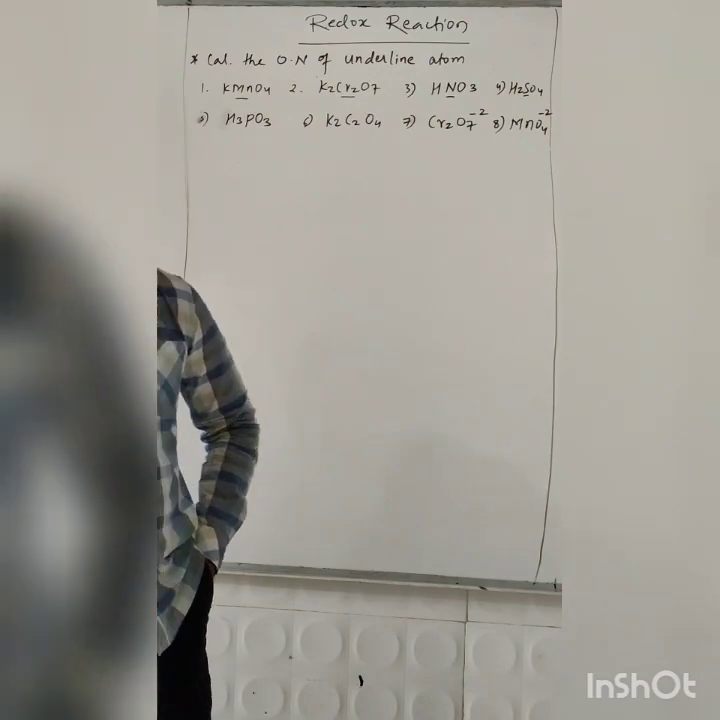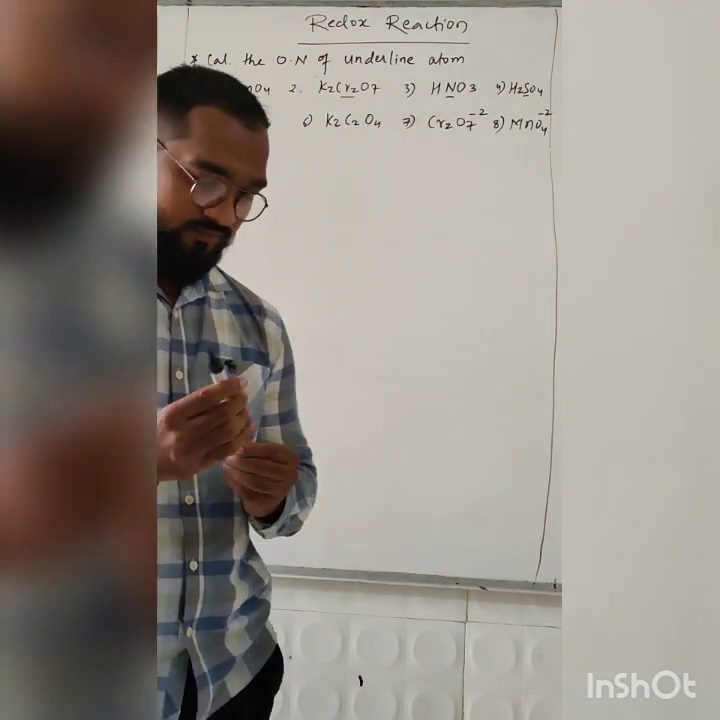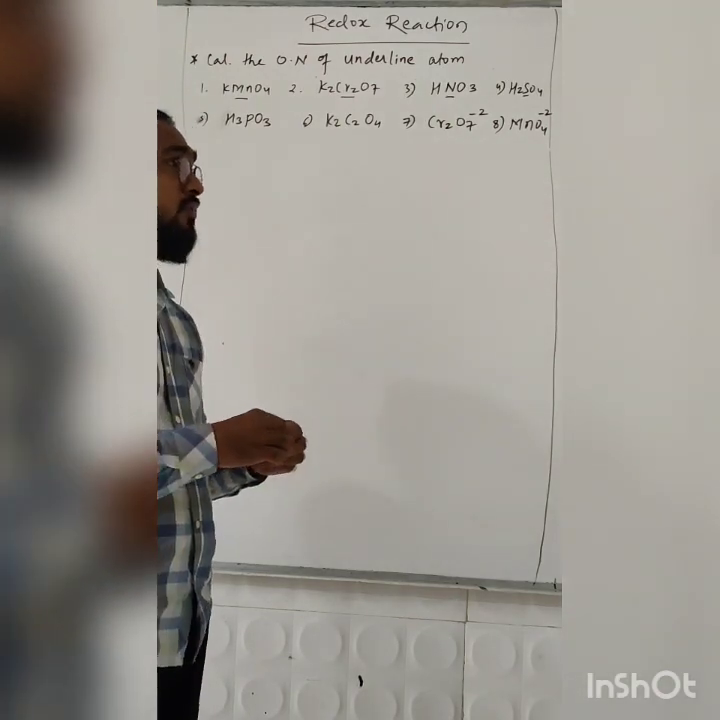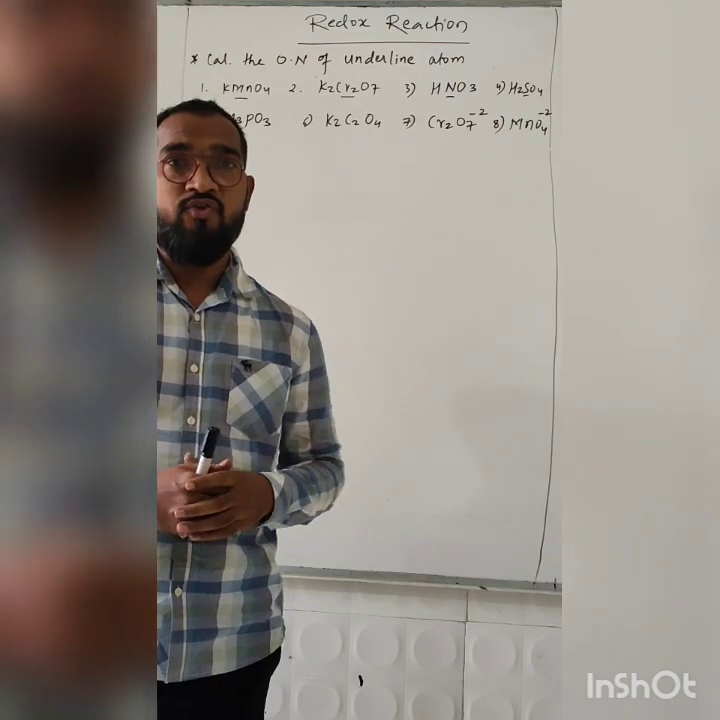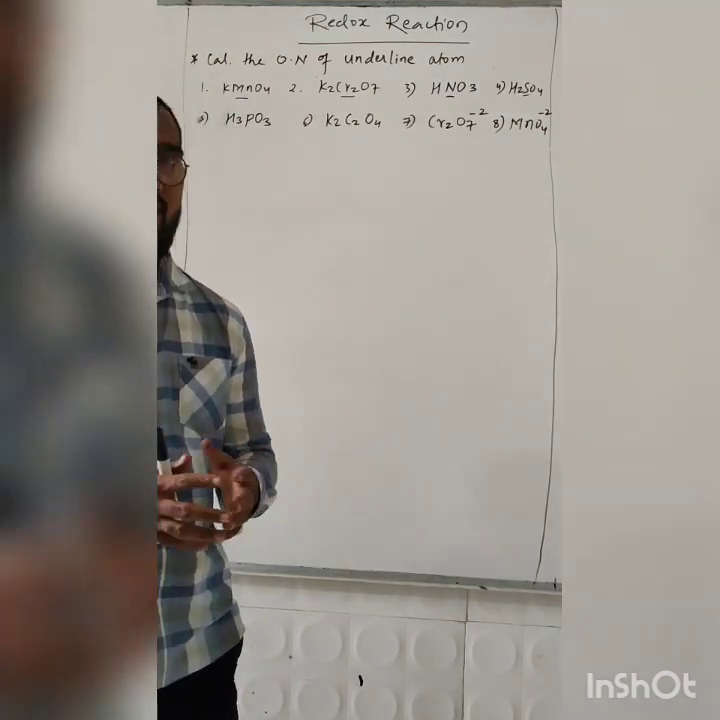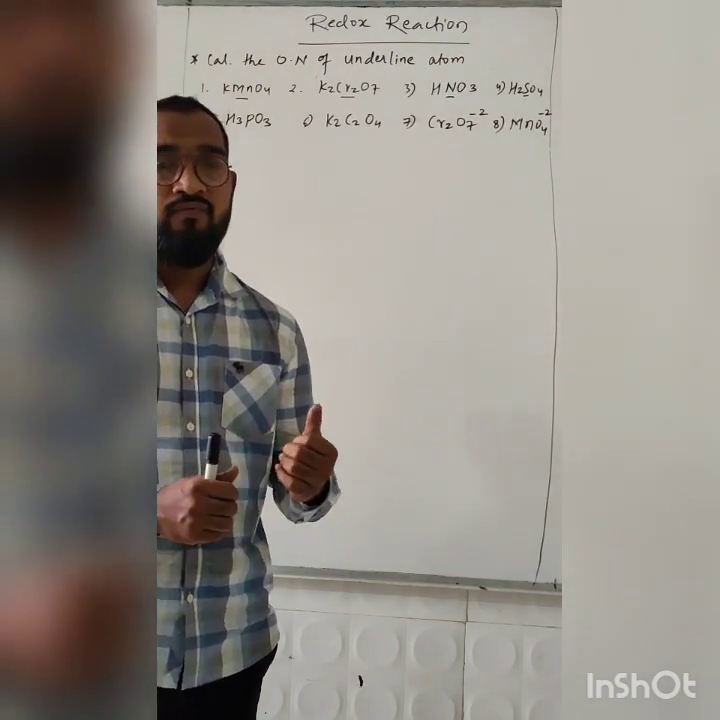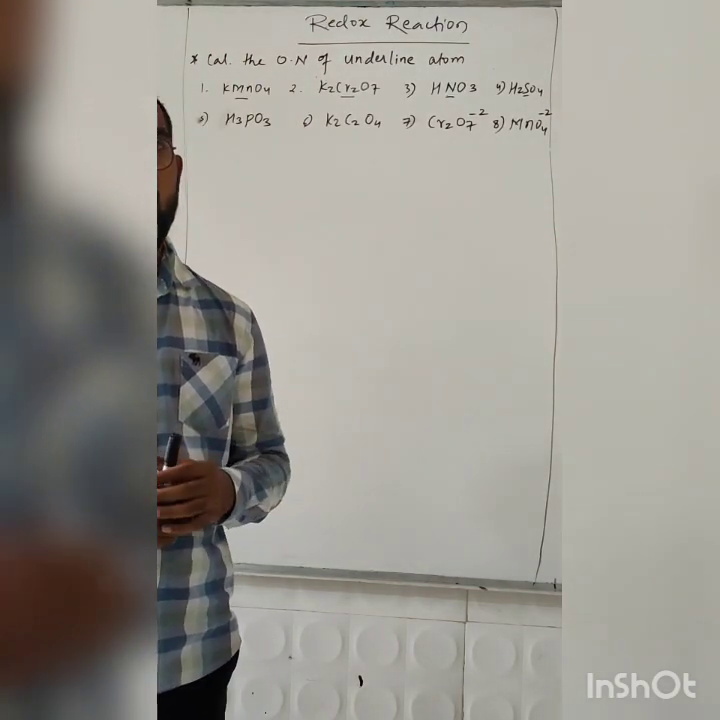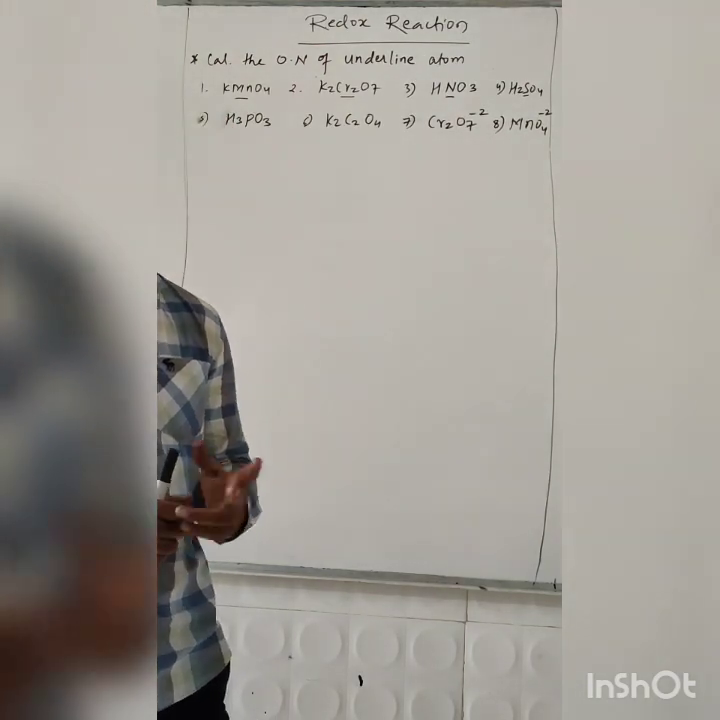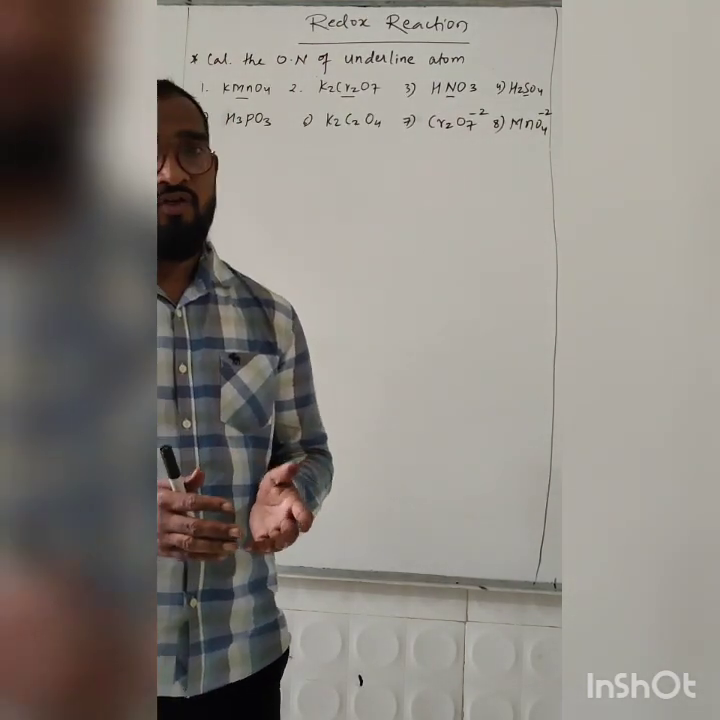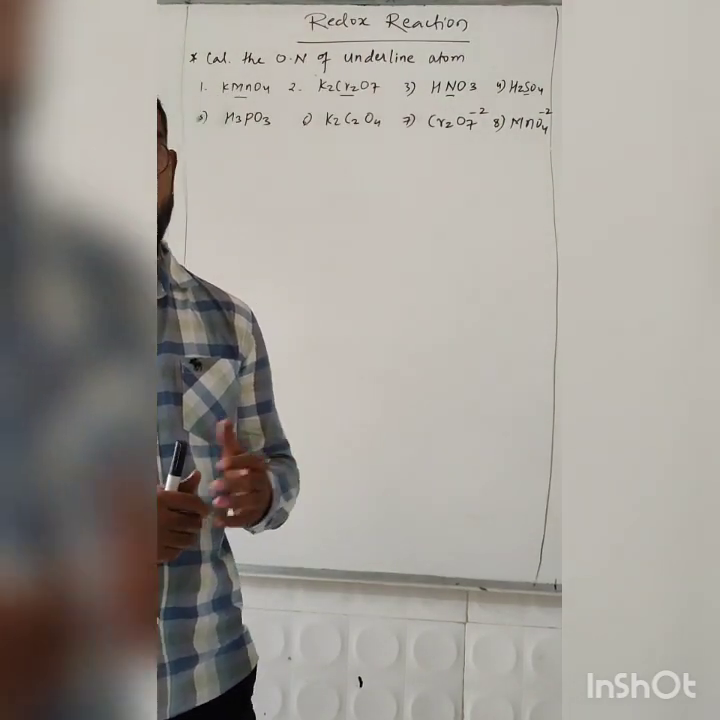Back once again, we are going through the same chapter, that is redox reaction. In the last lecture, we discussed the rules to assign the oxidation number of an element. We discussed the seven rules. The first rule: the oxidation number of a free atom or homomolecule is equal to 0. Second rule: the oxidation number of a monoatomic ion is equal to its charge.